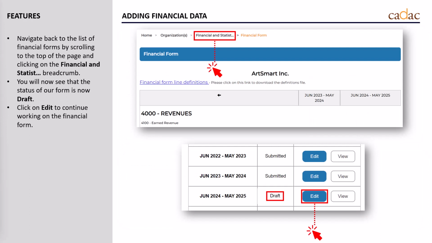If you want to go back, you can navigate back to the list of financial forms by scrolling to the top of the page and clicking on the financial and statistical form, and then you will see that the status of the form is draft. Now you can click on Edit if you want to continue working on the financial form.